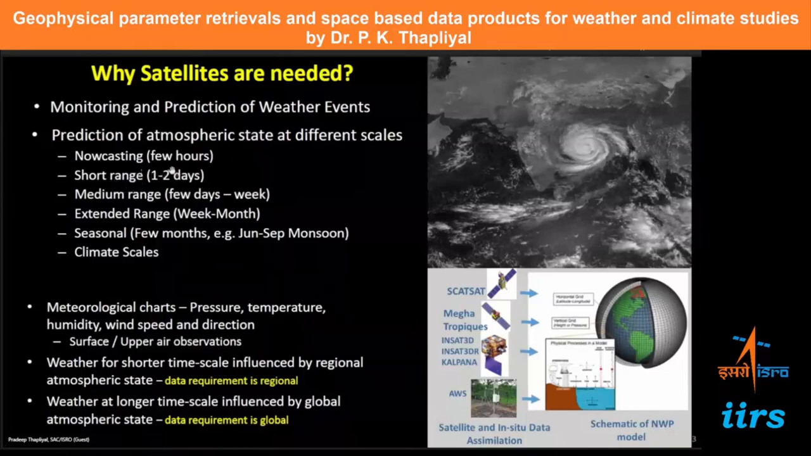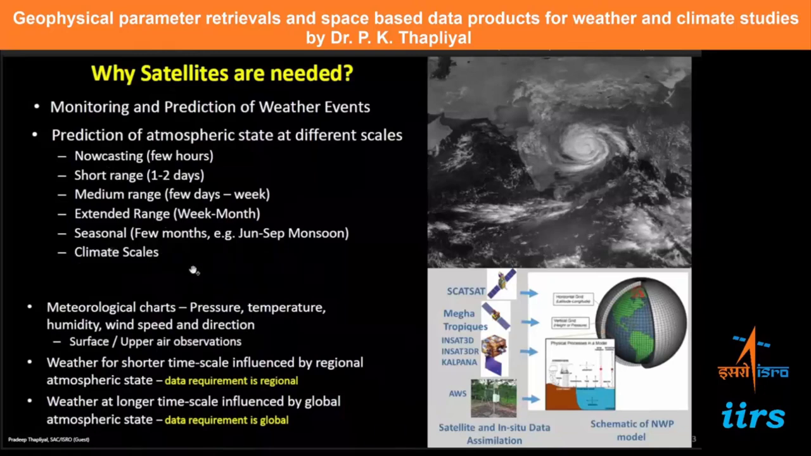In nowcasting, that is up to a few hours. Sometimes you want to know what will happen during the next 1 hour, next 2 hours, whether you can travel outside, whether you can plan some sports event, or some similar other things. Now short range is up to a few days, like 1 to 2 days. Then medium range, that is few days to a week. Extended range, that is from 1 week to a month. And seasonal forecast, that is from a few months to the entire season.